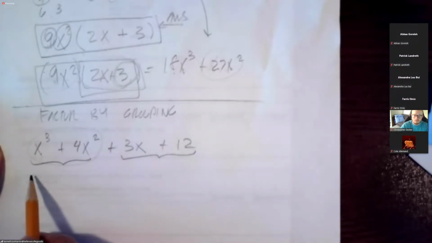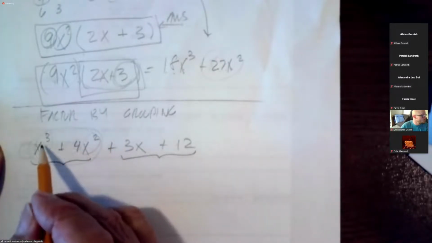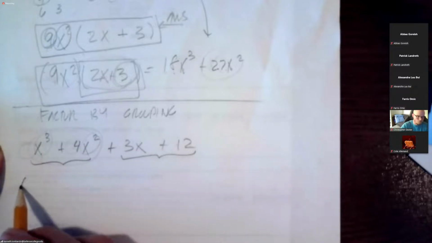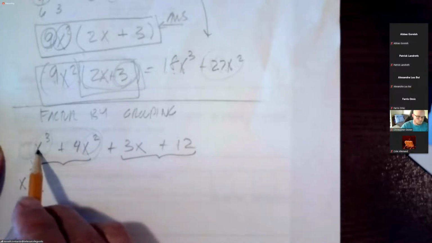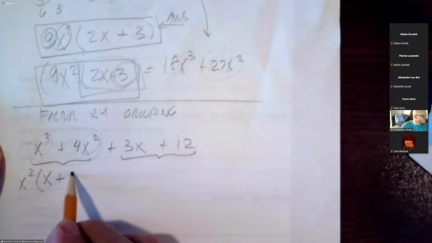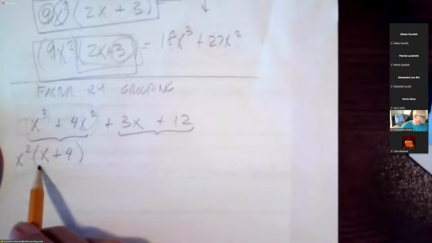So when I put them in groups of 2, and then I factor the first group, well, my leading coefficients are 1 and 4. Really can't do anything with that. But then the next variable is x squared and x cubed. Well, I can factor out an x squared, can't I? Because there's an x squared here, x cubed here. So I can say x plus 4. And I can test that. Distribute the x squared through this binomial. x squared times x is x cubed.